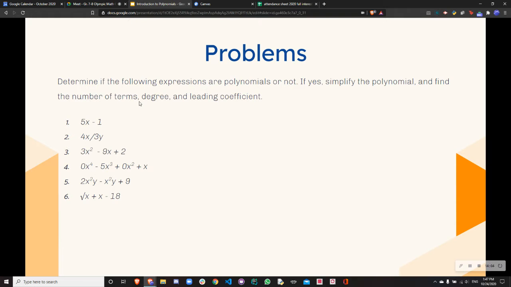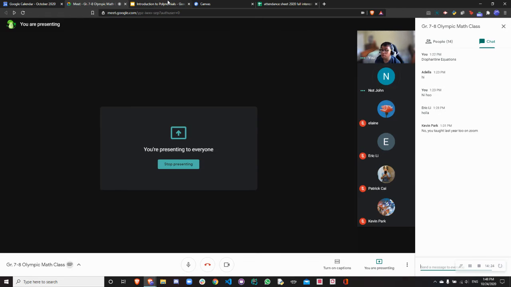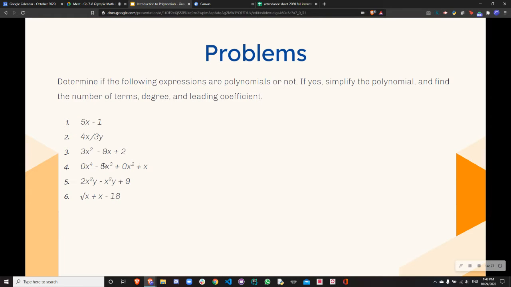Then what's the degree? Not 4. Remember, we got rid of 0x^4. Then it's just 3. Perfect. So -5x cubed has the highest exponent. The exponent here is 3. And what's the leading coefficient? Not just 5. Remember, you have a negative here. So it's -5. Yeah, perfect.